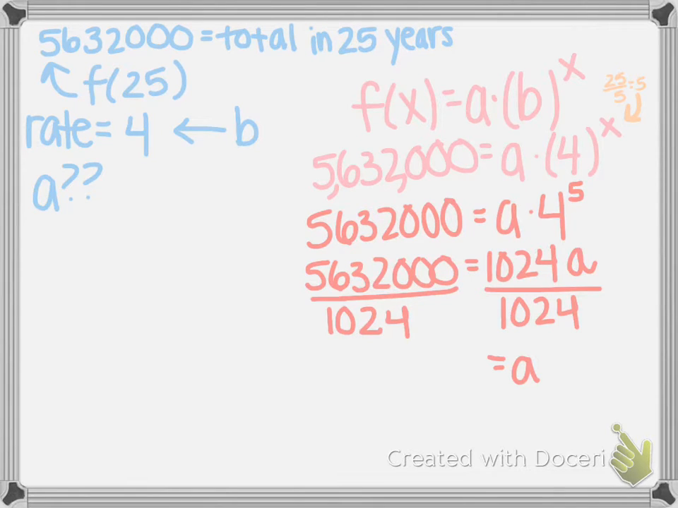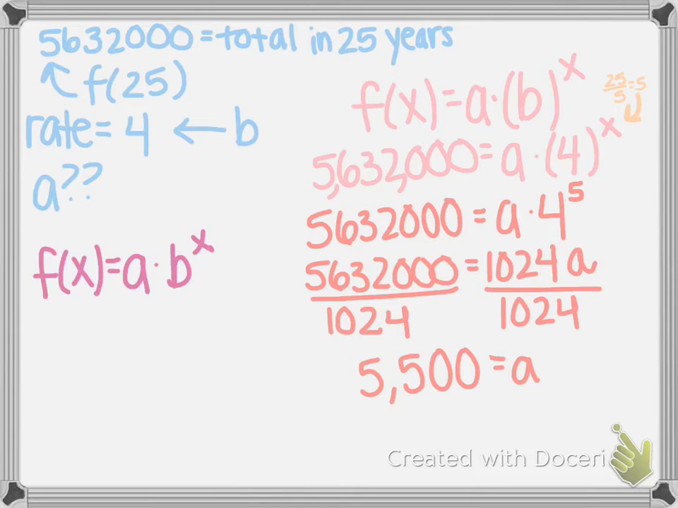Okay, so when we substitute 5 in for our x, we can simplify 4 to the 5th power over here, which is 1024 multiplied by a. So to solve for a, or our initial value, we divide both sides by 1024, and we get that a equals 5,500.